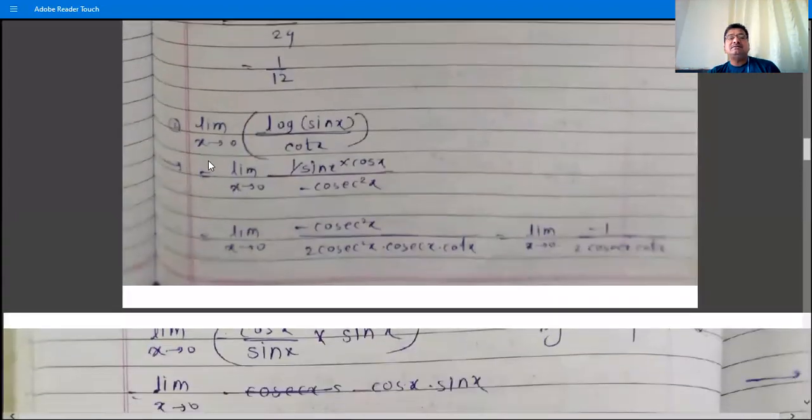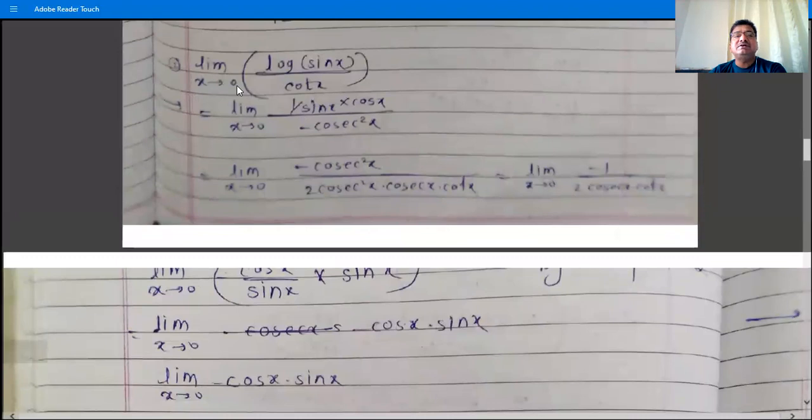So next example on the same rule, limit x tends to 0, log sin x divided by cot x. If we substitute x as 0, then sin 0 is 0, log 0 is infinity, and cot 0 is cos 0 by sin 0, that is 1 by 0, which is infinity. So we have the infinity by infinity form.